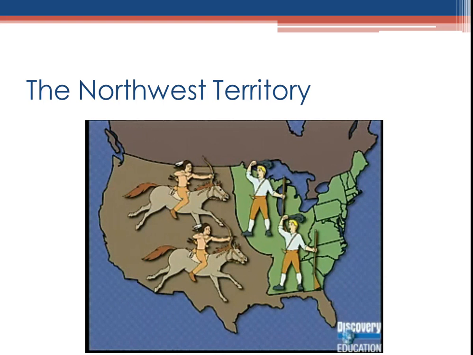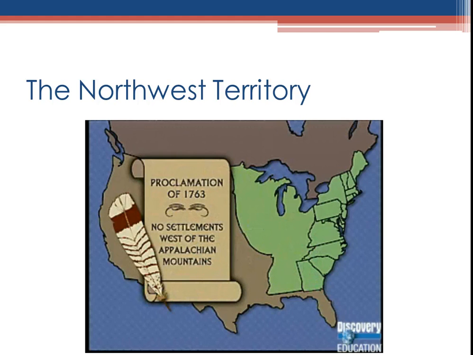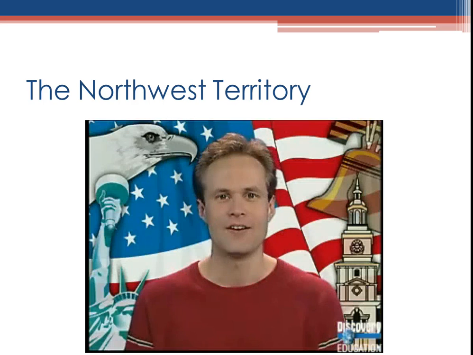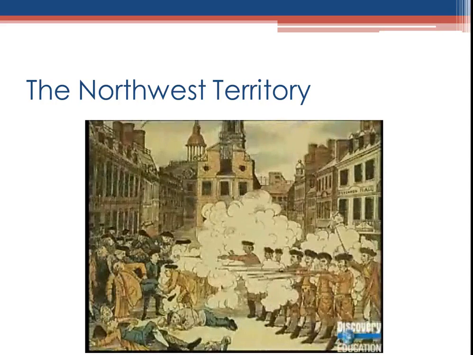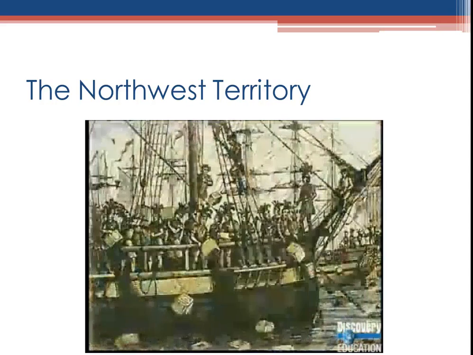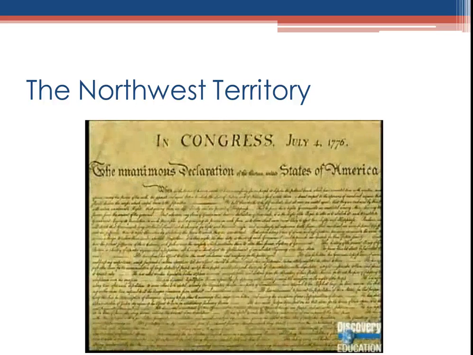This was very costly. So, the British issued the Proclamation of 1763, stating that there could be no settlements west of the Appalachian Mountains. The colonists were furious. Things got worse when the British imposed new taxes on the colonists to pay for the soldiers that they had to send to the Western lands. All of this led directly to the Declaration of Independence.